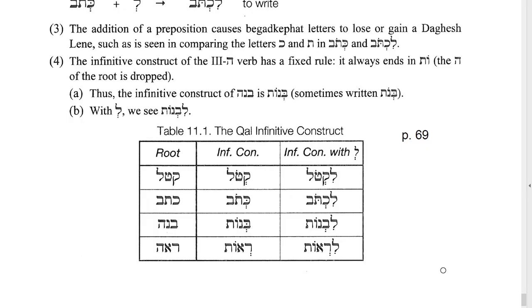So we're on page 69 of the textbook, and we notice that the normal form for the infinitive construct is Yiqtol. Actually, it's essentially a Yiqtol form with the yod taken off. So you would have Yiqtol, take off the yod, and that's what the infinitive construct looks like. And when you have a 3 hey verb like bana, or in our case ra'ah, the ending then becomes ot. You drop the hey off and you stick an ot at the end. And I don't know why that is, it's just the way Hebrew works.